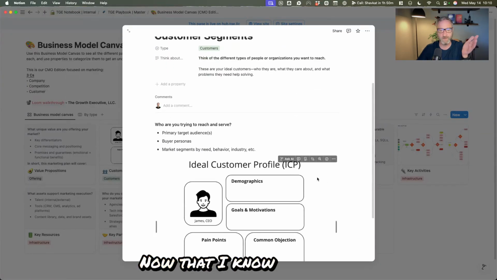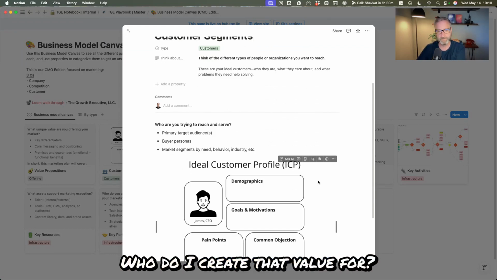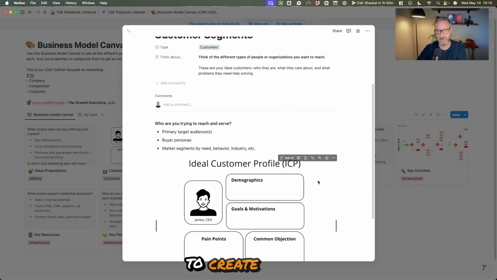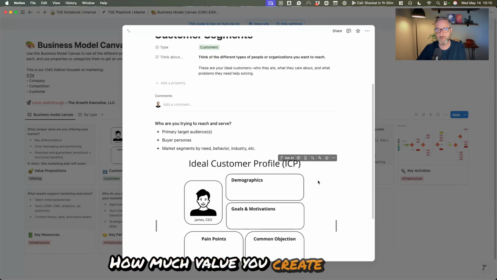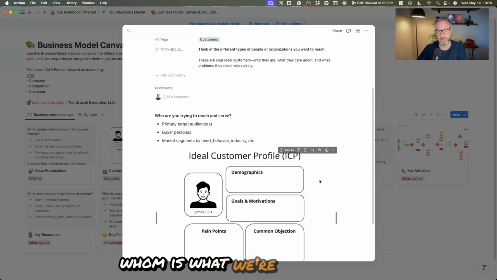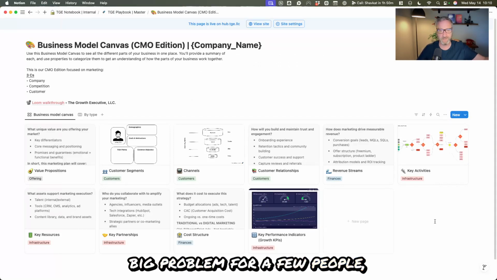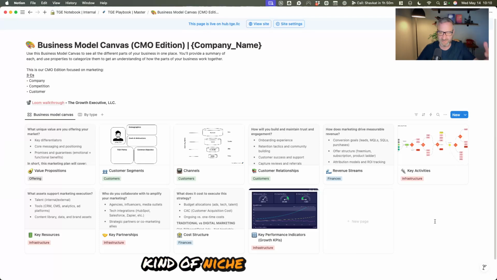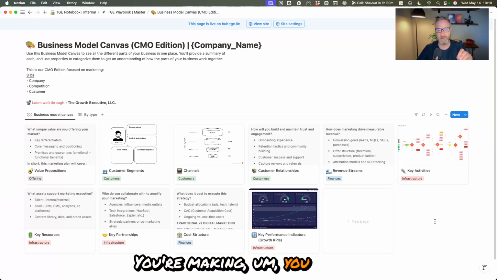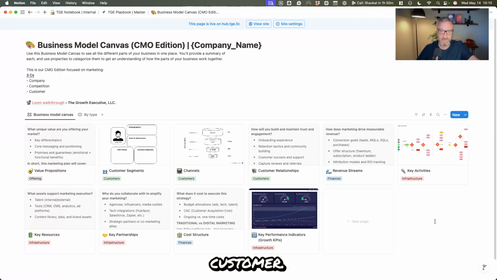Now that I know our value proposition, who am I serving with that value? Who do I create that value for? Because every organization exists to create value. How much value you create and for whom is what we're asking here, right? If you solve a big problem for a lot of people, or solve a big problem for a few people, you're a very specialized kind of niche organization. You're making maybe a lot of money per customer. So your billings will look different. Your sales process will look different.